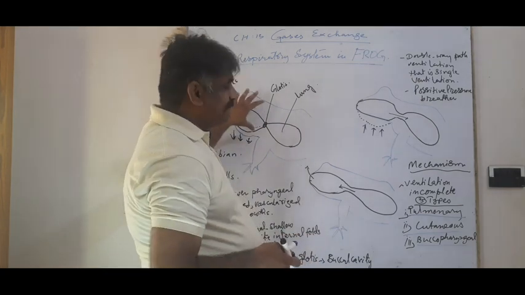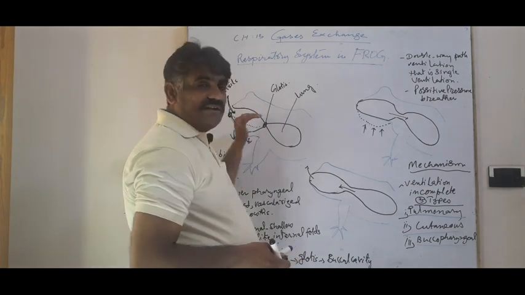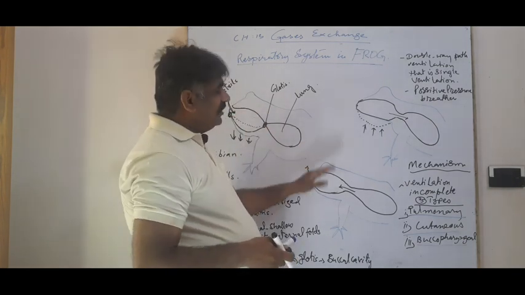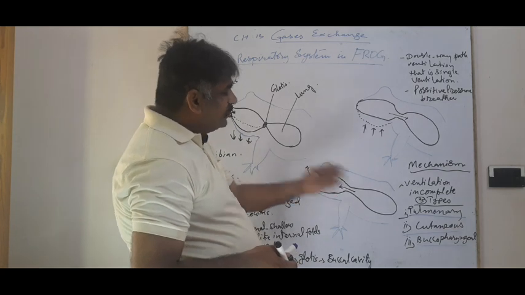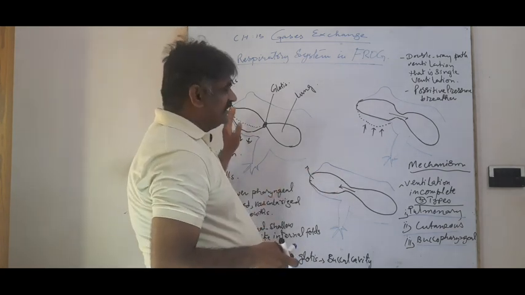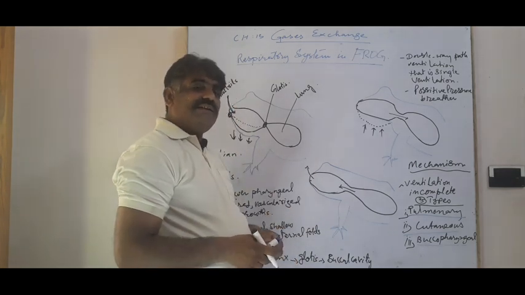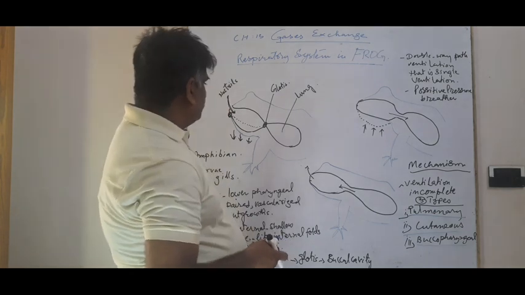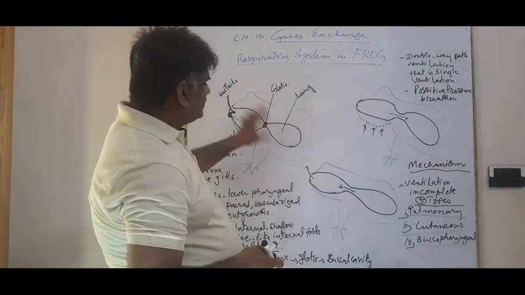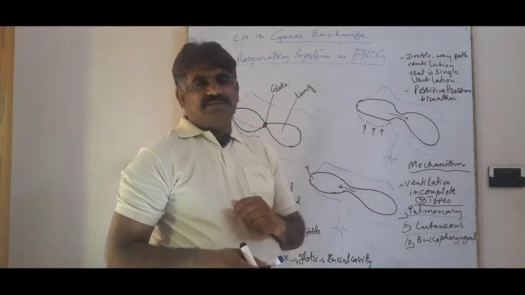So this is the breathing mechanism in frog, how air enters into the lungs and how air moves out from the lungs. So we have discussed both inspiration as well as expiration in frog. Now you see that lungs are connected to the outside environment through a tube system.